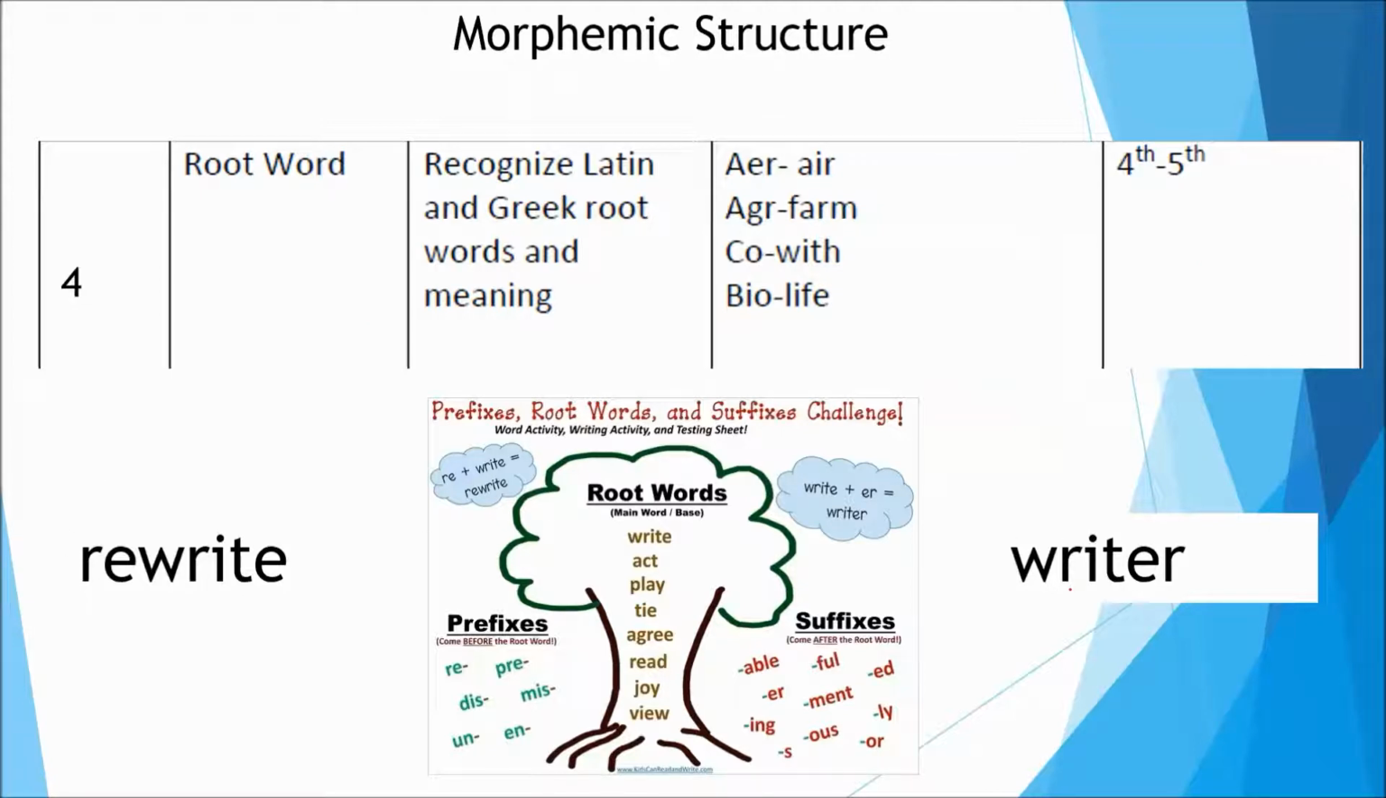What they have in common is this base word of write, but it changes meaning when we put in a prefix and when we put in a suffix. Rewrite is to write again. Writer is a person who writes, because er means person. So this is why it's important first to learn prefix and suffix and then be able to identify these root words.